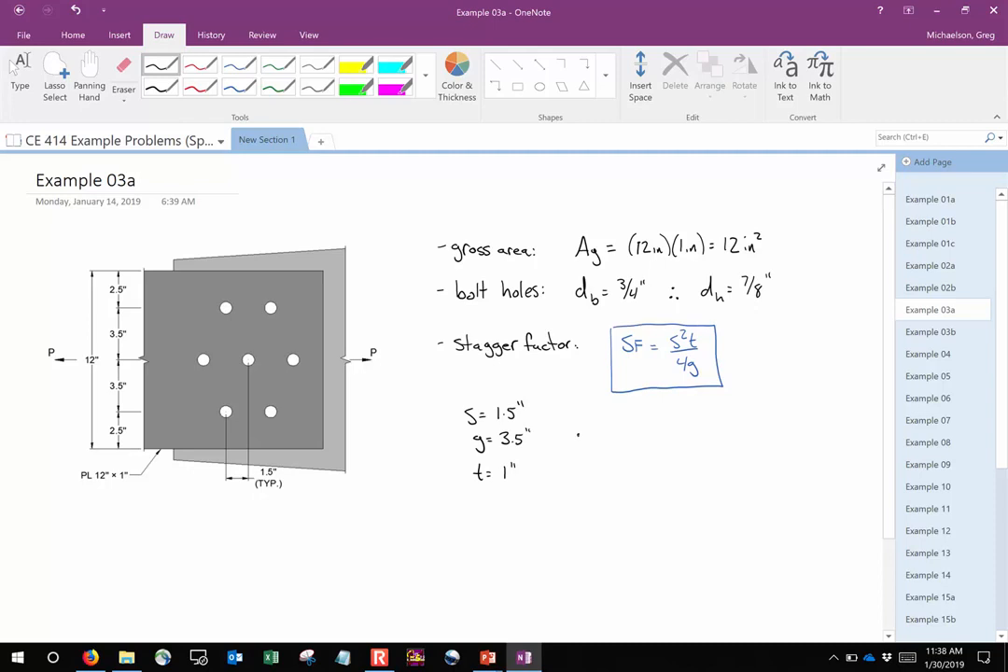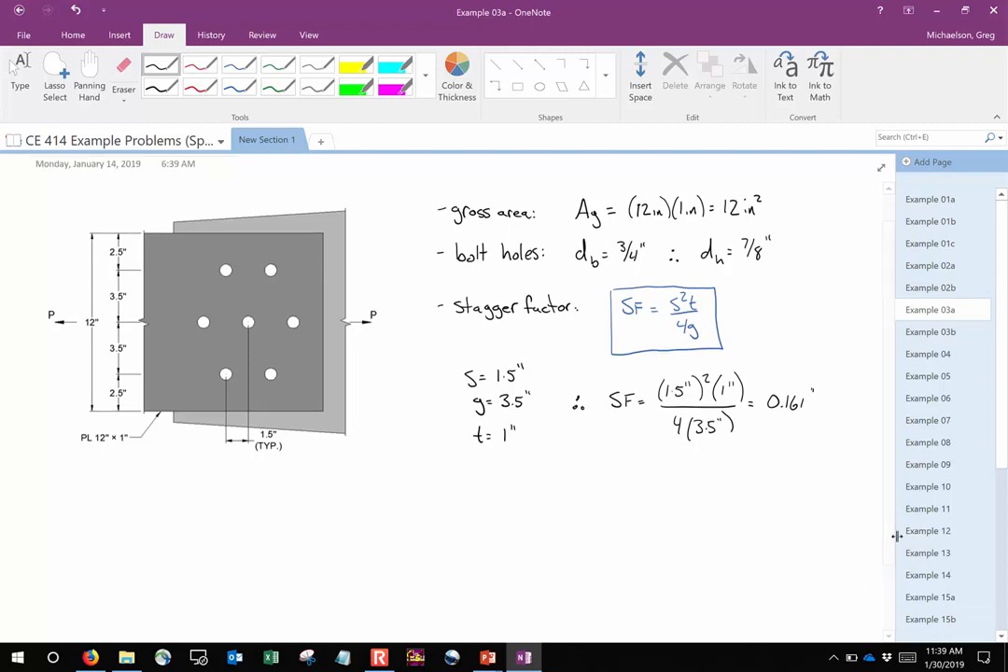So therefore, our stagger factor is 1.5 inches squared, don't forget to square it, times 1 inch over 4 times 3.5 inches. And so what does that come out to be? 0.161. There we go. You're exactly right.